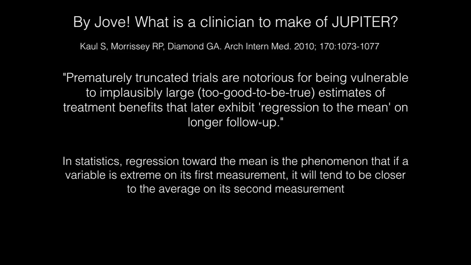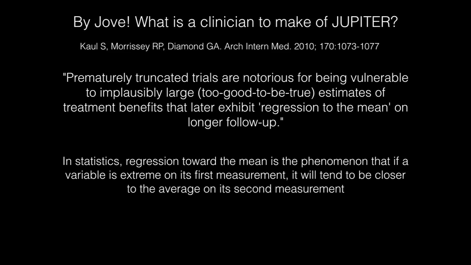I think it was 1.9 years or something. And so these authors point out that that is premature. Prematurely truncated trials are notorious for being vulnerable to implausibly large estimates of treatment benefits because they exhibit regression to the mean, meaning that you measure it once, and you measure it again, and again, and it's going to get towards the mean.